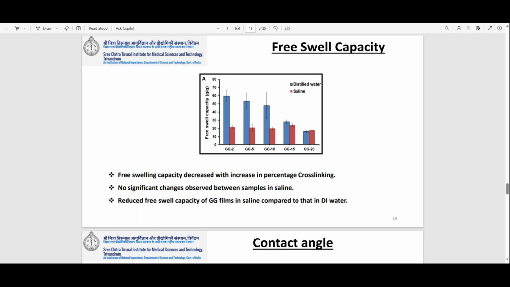And when we consider all five systems, compared to the swelling in distilled water, in saline there is reduced swelling, and that is also expected because in saline a lot of ions are present that will hinder the osmosis process. But in the case of distilled water, there will be high swelling because of the absence of any ions in it.